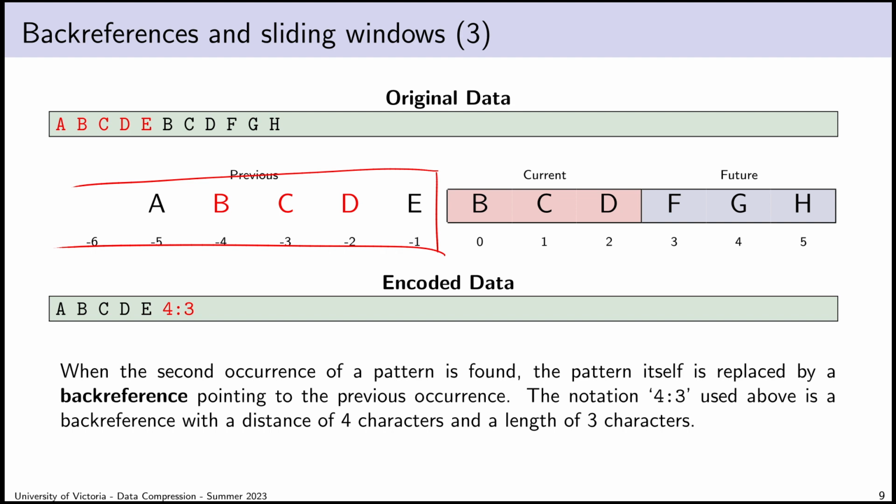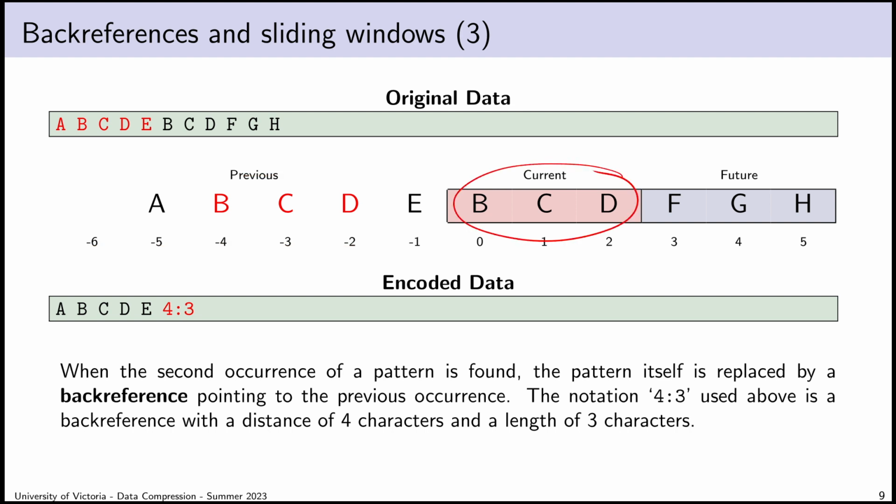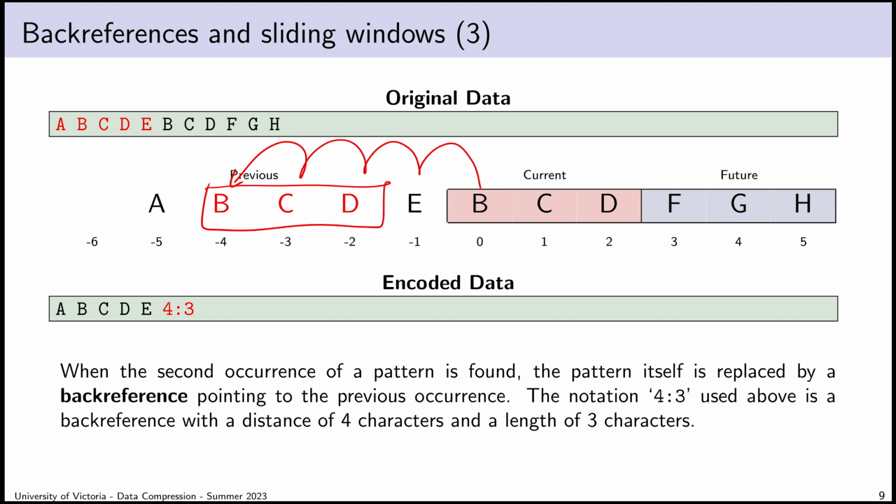We can, for example, tell the decompressor, when I get to these 3 characters, instead of just sending over B, C, and D, I can give the decompressor instructions: go back by 4 characters from the present time, and then duplicate the next 3 characters. And we call that set of instructions a back reference. And I'm going to represent it in these slides by this notation with a colon.